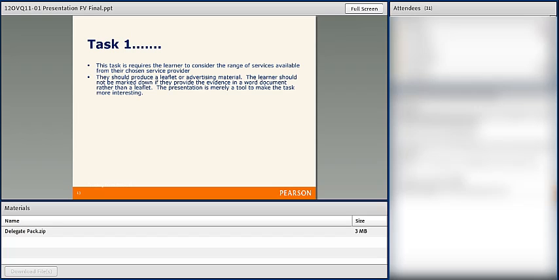Now, when we were writing these assignments, we tried to make them as interesting as possible for the learners. Hence the reason we suggest that they produce a leaflet or advertising material, because many of the learners really enjoy using IT, showing off their IT skills. However, can I please point out that if they don't provide a leaflet, if they just provide their evidence in a Word document, they should not be marked down. The presentation is merely a tool to make the task more interesting for them.